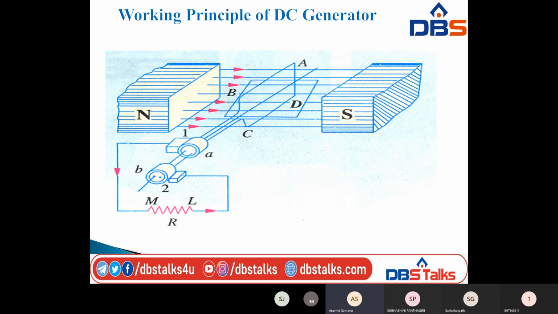Coming to the working principle of the DC generator, listen carefully. This is a very important concept in this chapter. Here we have one coil or conductor, which consists of four sides, that is ABCD.